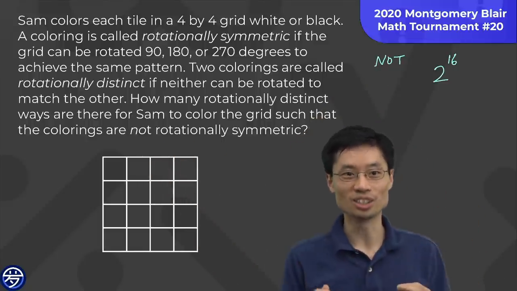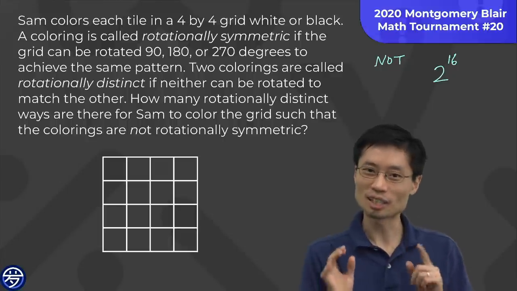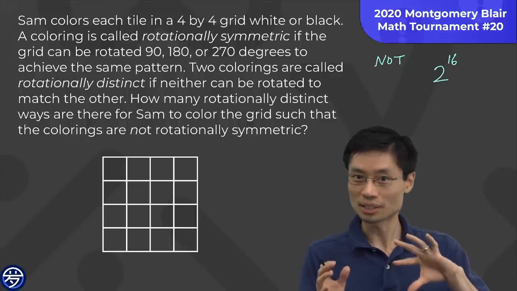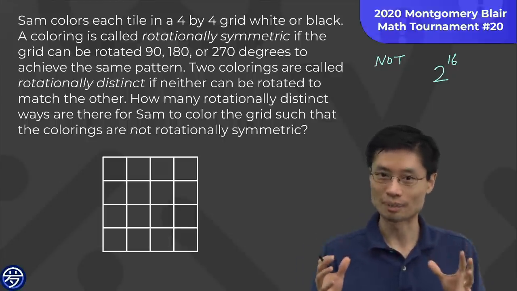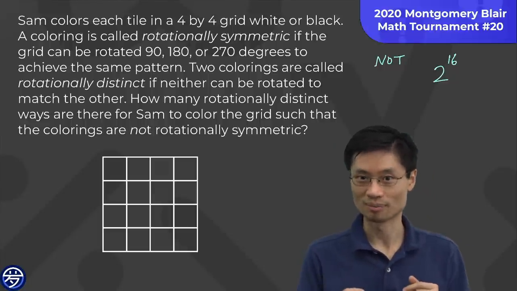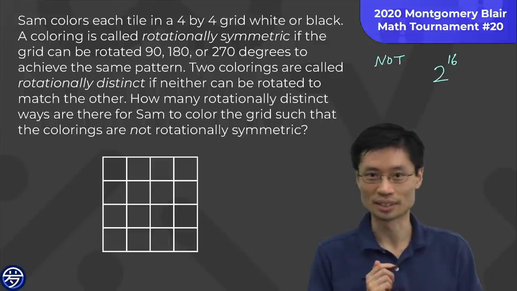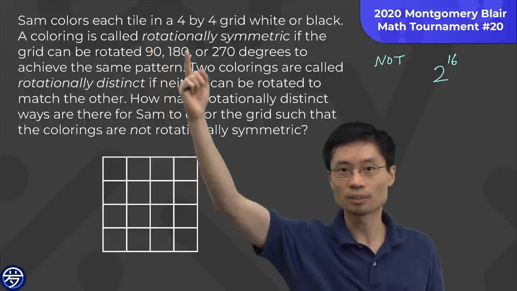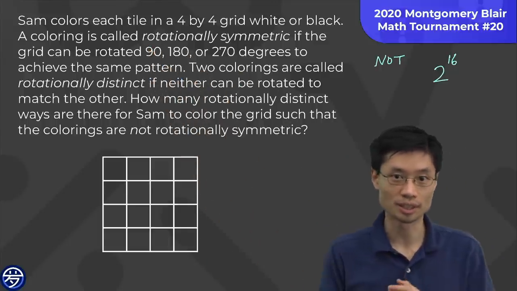But now what I need to say is that sometimes there's this rotational symmetry, so sometimes some of these colorings happen to overlap with each other. Now, what's the easiest way to do this? You said rotated 90 degrees, 180, or 270 to achieve the same pattern.